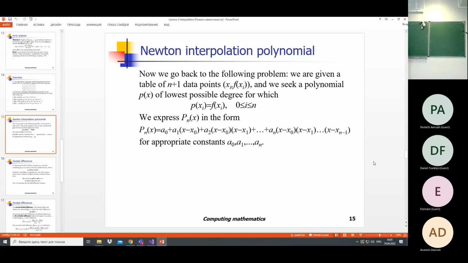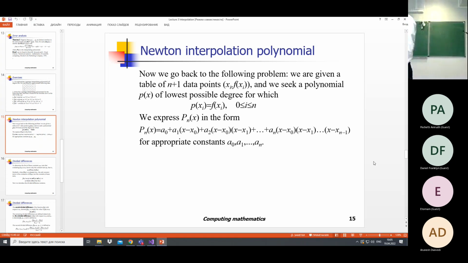x and f of x: x0, x1, and so on, f0, f1, and so on. And we are going to find a polynomial of lowest possible degree that passes through these points.